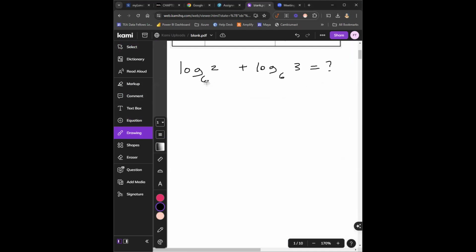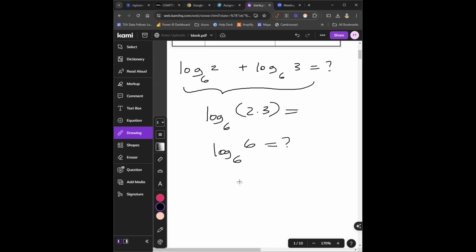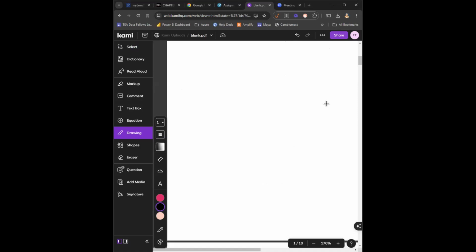When I look at this problem, I don't know 6 to the what power is 2, and I don't know 6 to the what power is 3. But if I use the product property, which allows me to combine these two under one common logarithmic function, I just have to multiply 2 by 3. So I have log base 6 of 2 times 3, which is just 6. So the question is now 6 to the what power is 6, and the answer is just 1 because 6 to the first power is 6. So the expected answer here is 1. Now let's move to question 2.